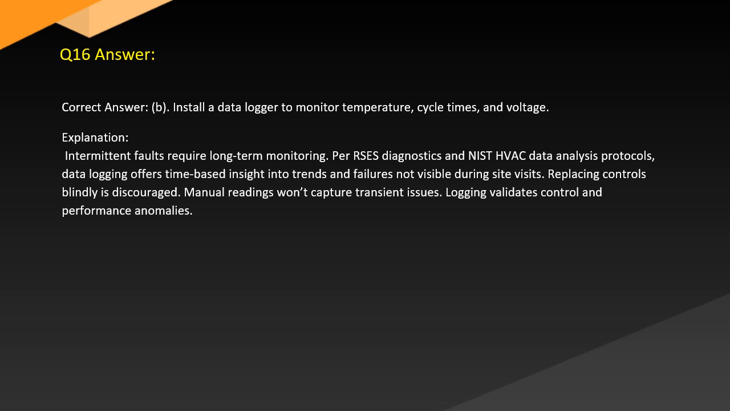Answer. Correct answer: B. Install a data logger to monitor temperature, cycle times, and voltage. Explanation. Intermittent faults require long-term monitoring. Per ASHRAE diagnostics and NIST HVAC data analysis protocols, data logging offers time-based insight into trends and failures not visible during site visits. Replacing controls blindly is discouraged. Manual readings won't capture transient issues. Logging validates control performance anomalies.